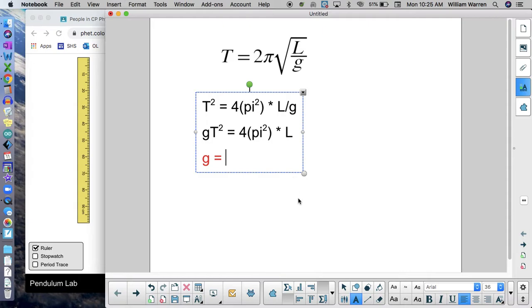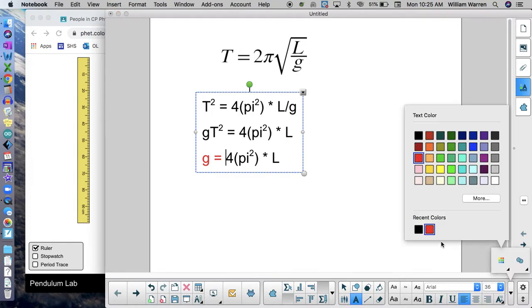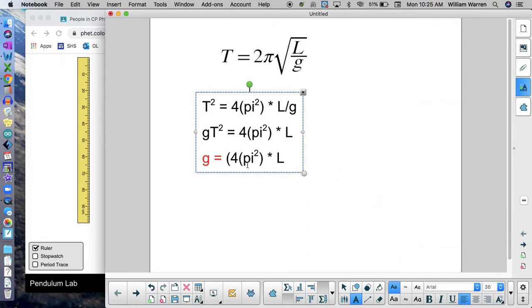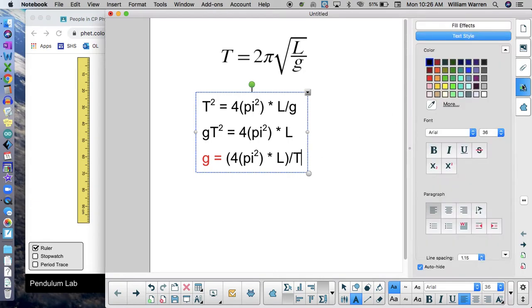So G equals that quantity. I'm going to put brackets around it. This quantity here, 4 pi squared times L, and I divide that by period squared.